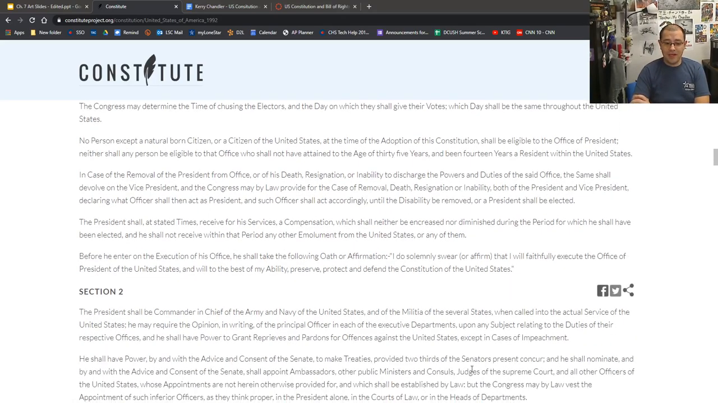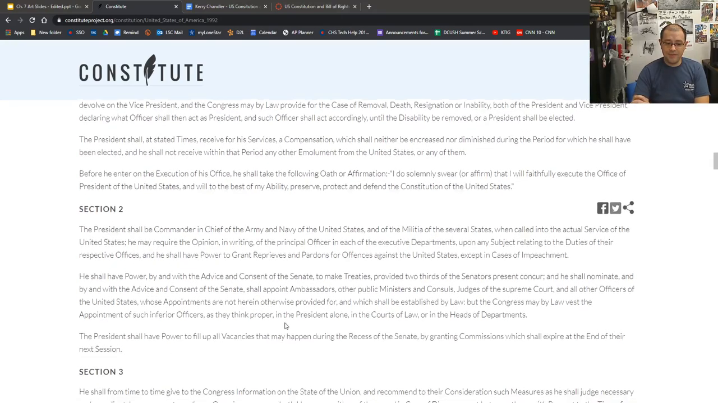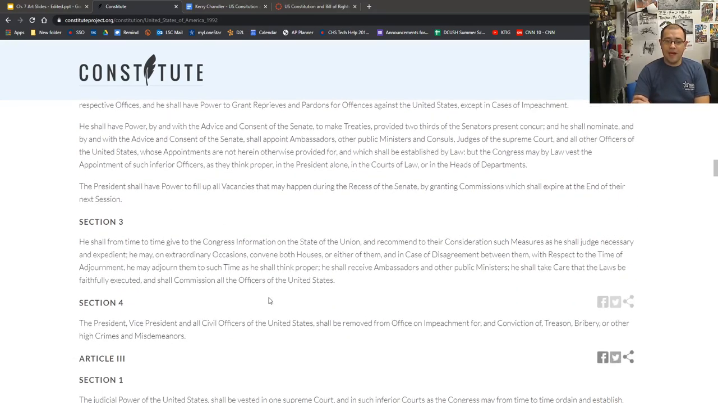Other things you may find notable, it lists the commander-in-chief power there. It talks about his ability to appoint people. And also, by the way, if the Senate is in recess, he can appoint people without their permission. So for instance, when Antonin Scalia died 7 months before the 2016 presidential election, the Senate said that they would not confirm President Obama's nominee, Merrick Garland, because it was an election year.